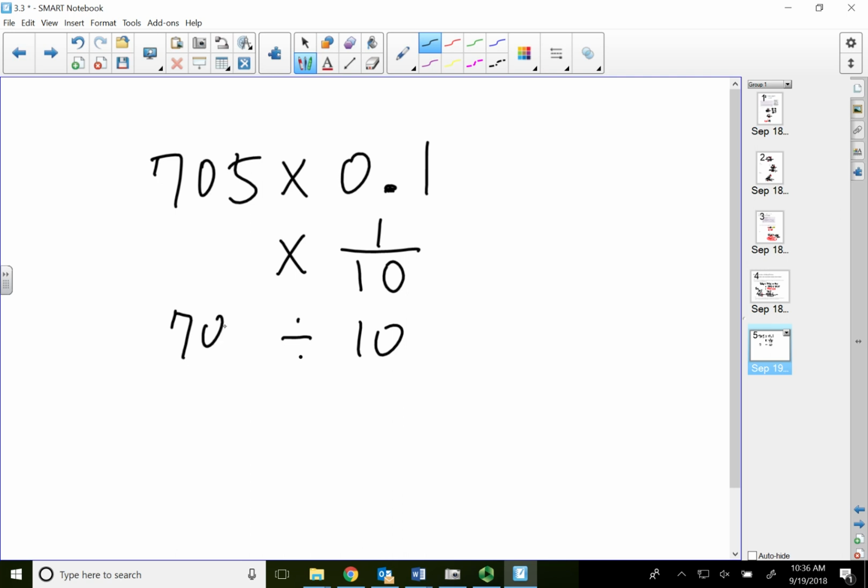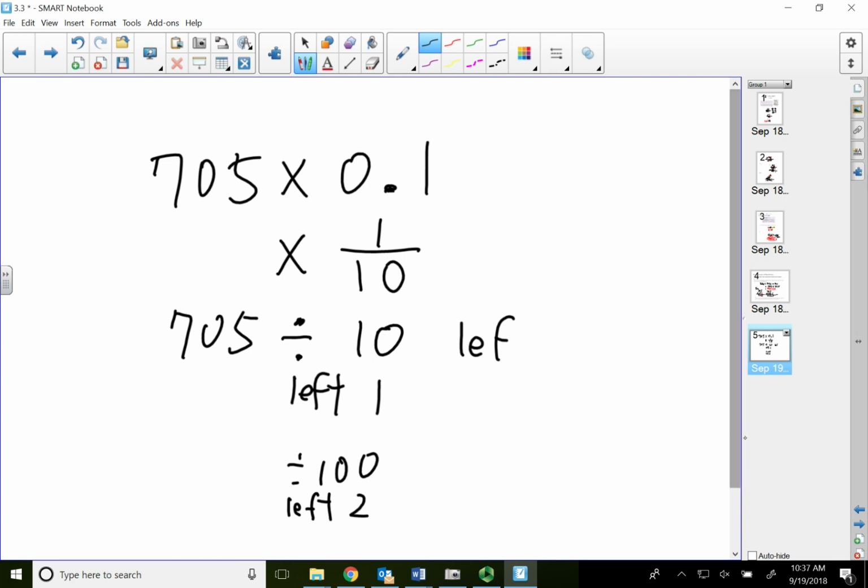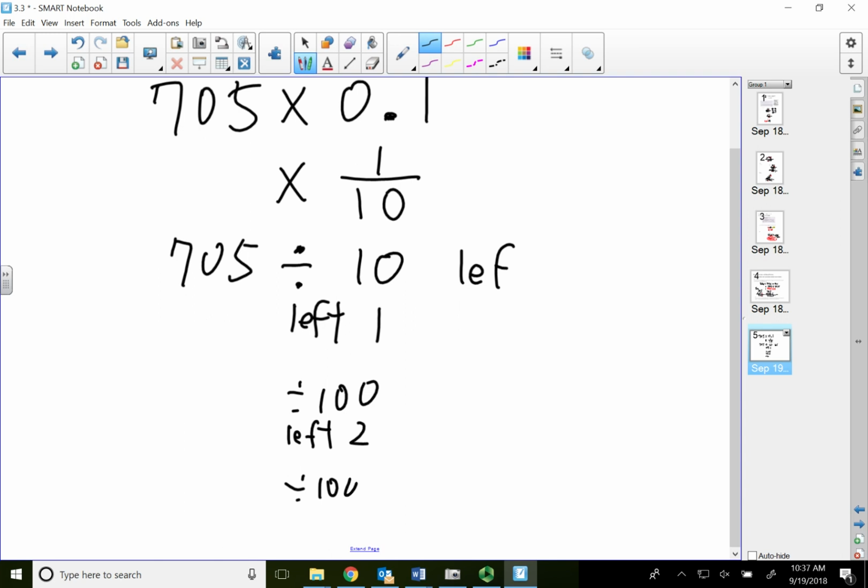So 705 divided by 10, this is actually what I will introduce in a different video. Division by a power of 10 is actually moving the decimal backwards. So dividing by 10 means I will move to the left one place. That means if I ever need to divide by 100, that's moving left 2 places. Divided by 1,000 means I will need to move my decimal to the left 3 places.